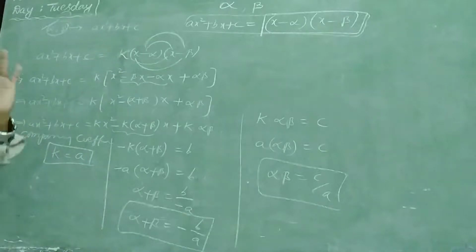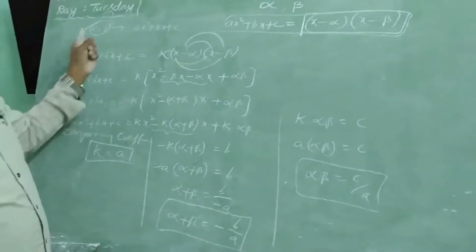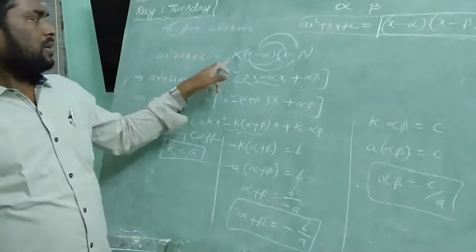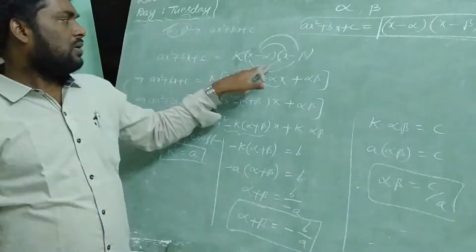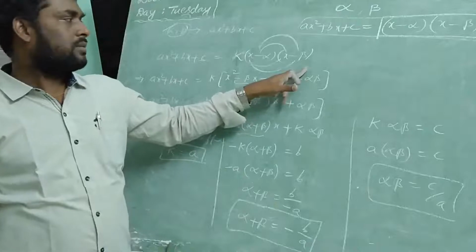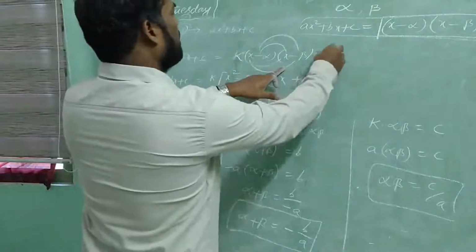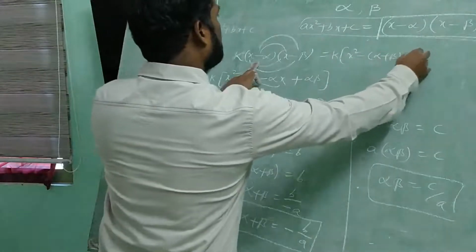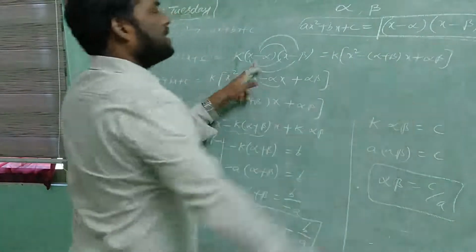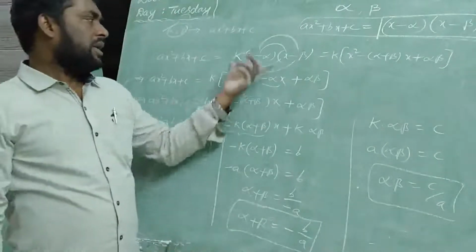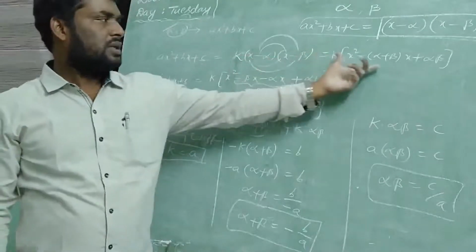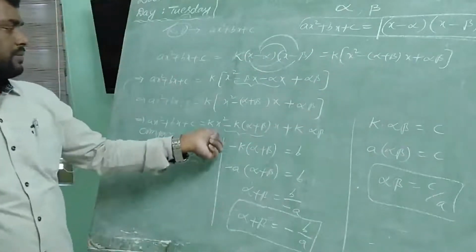So here, three important points we have learned. The first one is, if alpha comma beta are the zeros of a quadratic polynomial, then the quadratic polynomial is k into x minus alpha into x minus beta. If you modify it, you can remember it as k into x square minus alpha plus beta into x plus alpha beta. For solving problems, you can use either this formula or this formula. Both are the same. If you multiply this one, you get it. Already we derived it here.